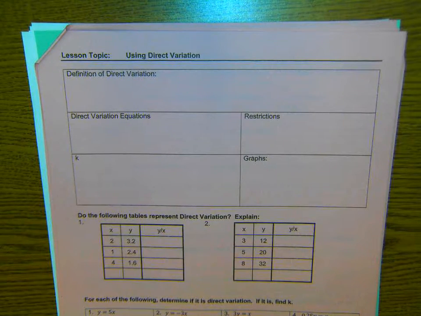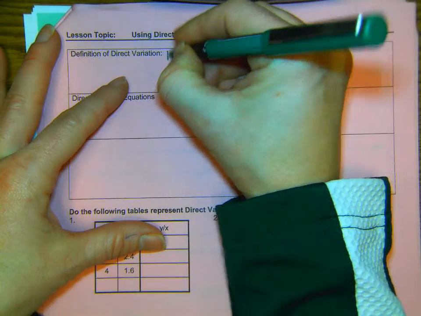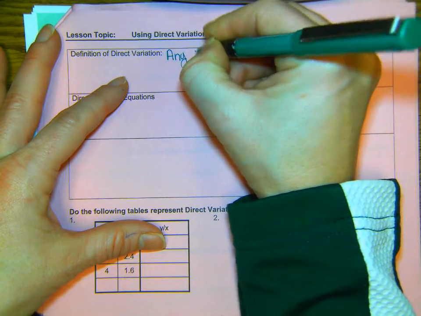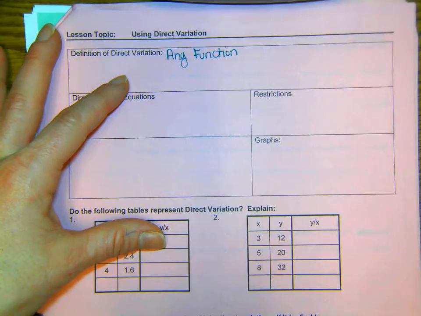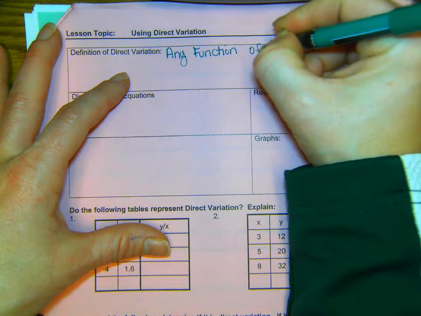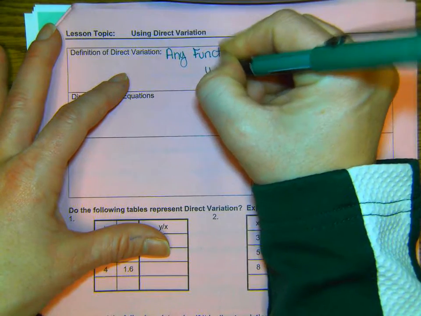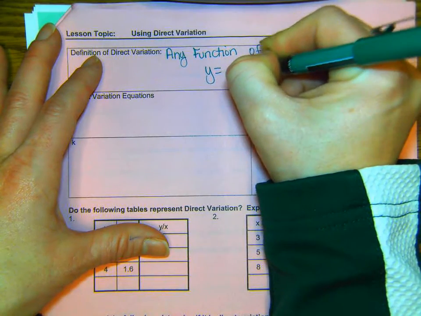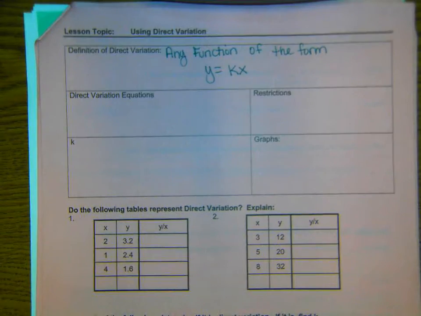Alright, so the definition of direct variation, first of all, is any function of the form y equals k times x.